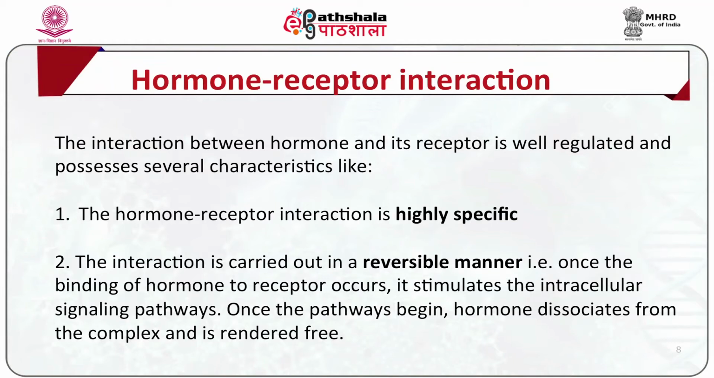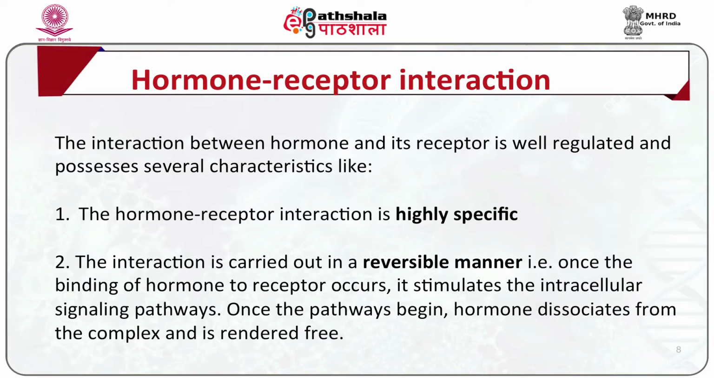The interaction between hormone and its receptor is well regulated and possesses several characteristics. The hormone receptor interaction is highly specific. The interaction is carried out in a reversible manner, that is, once the binding of hormone to receptor occurs, it stimulates the intracellular signaling pathways. Once the pathways begin, the hormone dissociates from the complex and is rendered free.